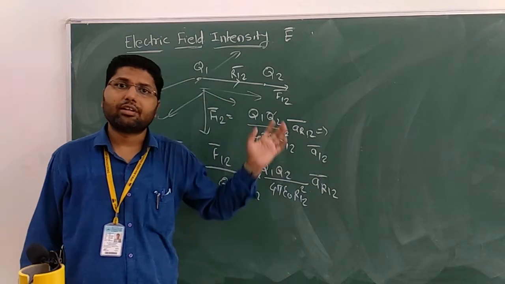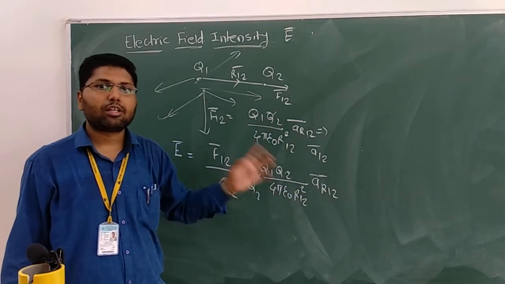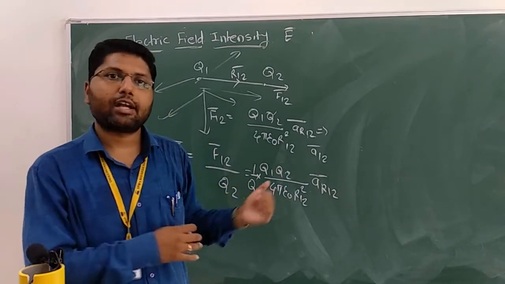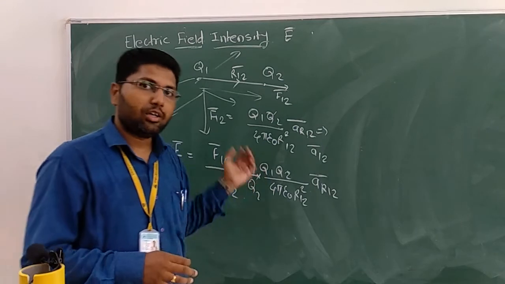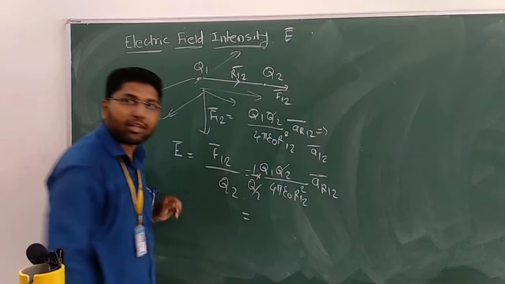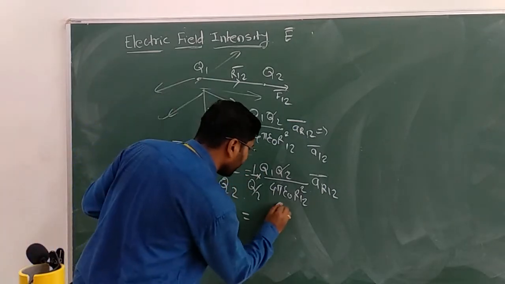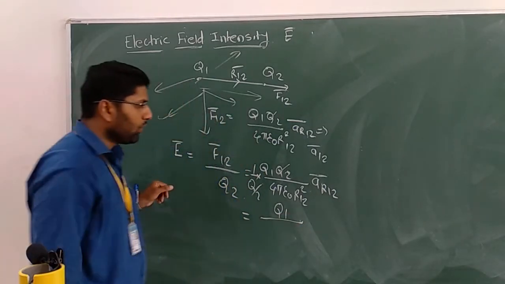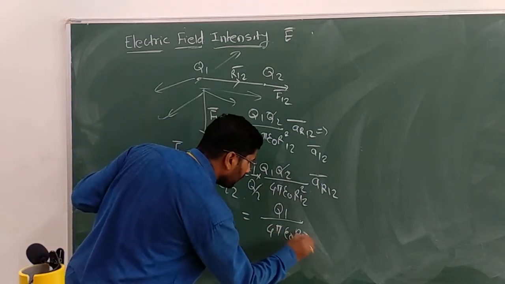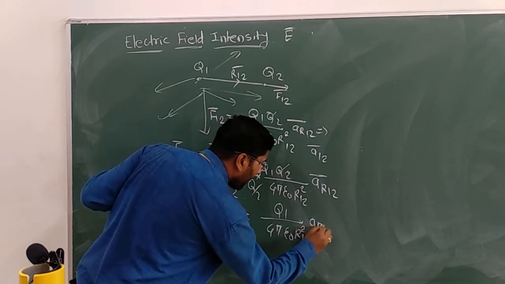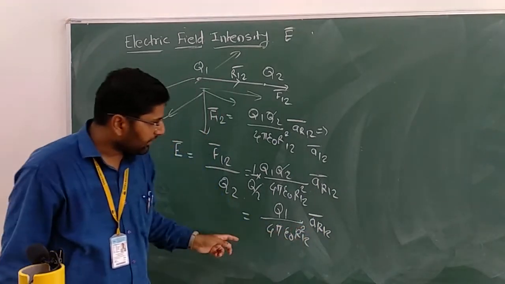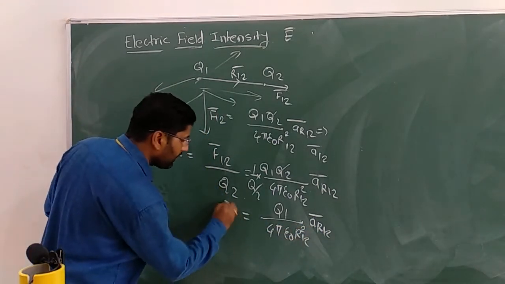You just have it in the Coulomb's law. The same things you have to do here. Only your simplification or your calculation will reduce inside. If you see it mathematically, then you will understand that this Q2 gets cancelled. What is remaining inside this theorem? Q1 divided by 4 pi epsilon 0 R12 square A R12 bar. So that is the way you can represent it. That is E bar. It's very simple.